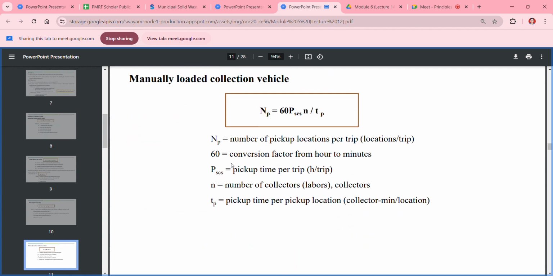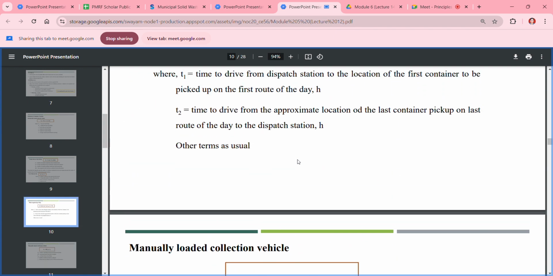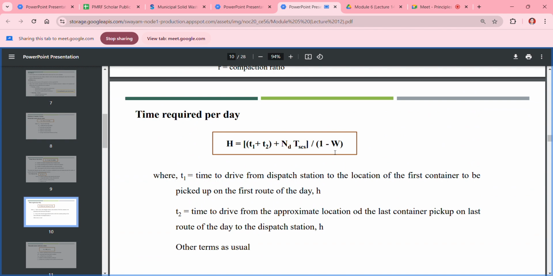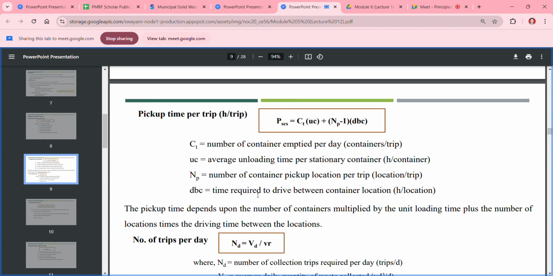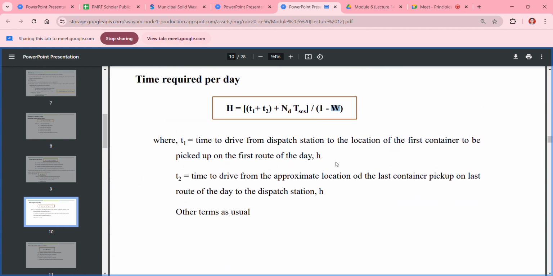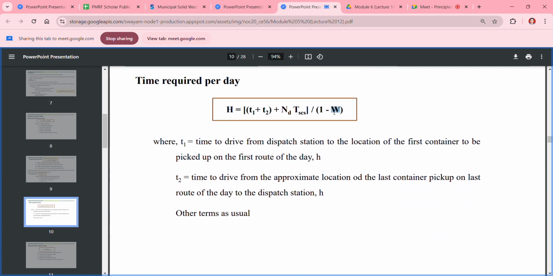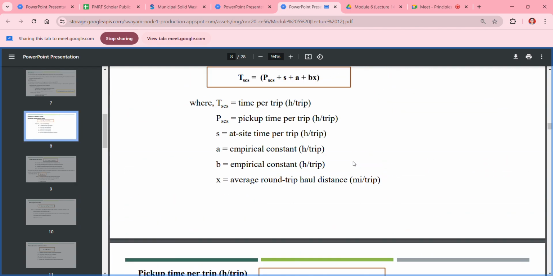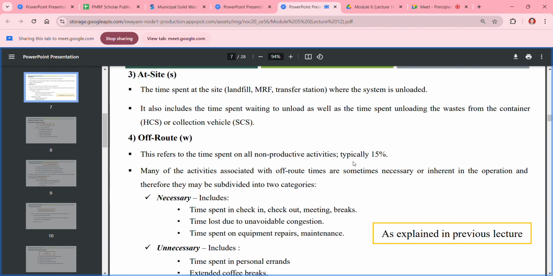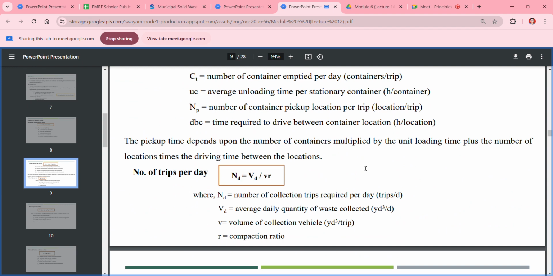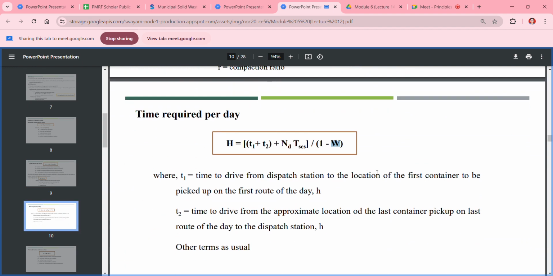Then the manually loaded collection vehicle. We have some formula. What is W, sir? W is the 1 minus W. Let me check, there is some confusion. I will let you know once we go for the numericals. W is off route, I think, off route time.